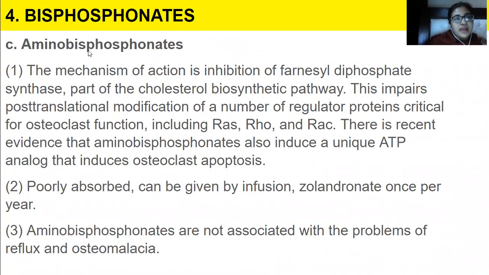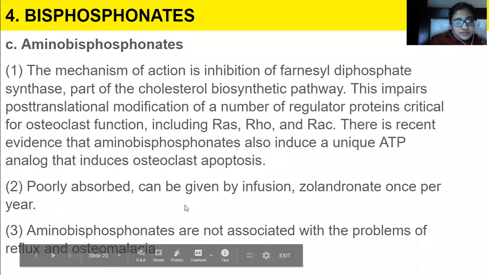Then we have amino bisphosphonates that we talked about earlier. The mechanism of action is inhibition of farnesyl diphosphate synthase, part of the cholesterol biosynthetic pathway. So this impairs post-translational modification of a number of regulatory proteins critical for osteoclast function, including RAS, RHO, and RAC. There is recent evidence that amino bisphosphonates also induce a unique ATP analog that induces osteoclast apoptosis. They are poorly absorbed and can be given by infusion. Then zoledronate is given once per year.